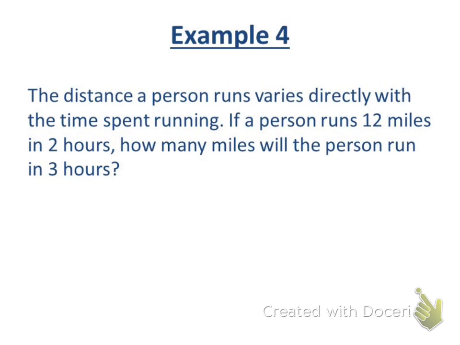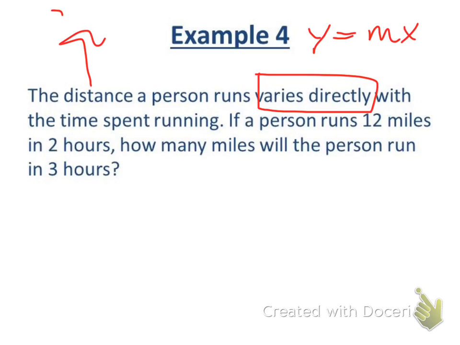Example 4. The distance a person runs varies directly. Look at that. What does that tell us we're dealing with? Direct variation. What does that mean? y equals mx is what we're looking at. The distance a person runs varies directly with the time spent running. Actually, the equation is d equals rt, right? That's direct variation. Distance varies directly with rate and time. Depends on how fast and for how long.